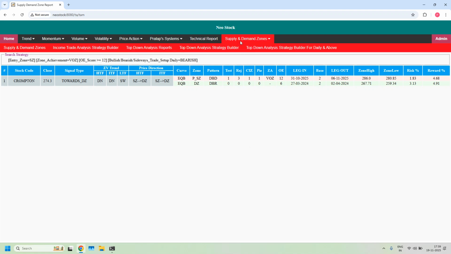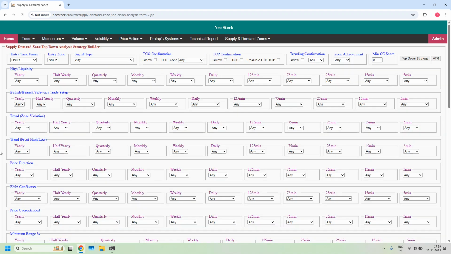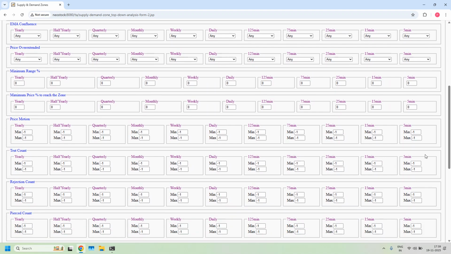Okay, next, weekly income trades I am generating. So weekly income trade sideways long trade setup. Entry time frame zones are 75 minutes demand zone. 75 minutes selecting sideways long, zone achievement VOZ, minimum odd and enhanced score 11, and 75 minutes demand zone should not be pierced. Pierced count at 75 minutes time frame, minimum value 0, maximum value 0. That means pierced count is 0.